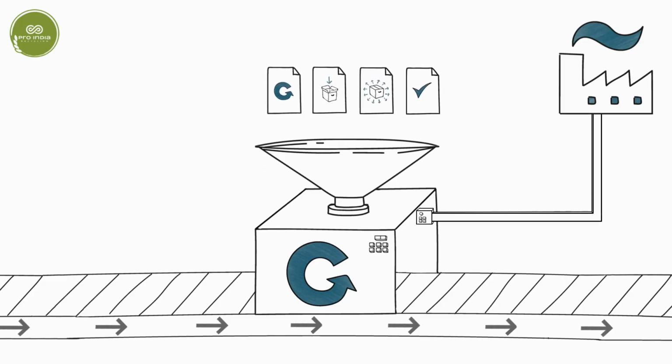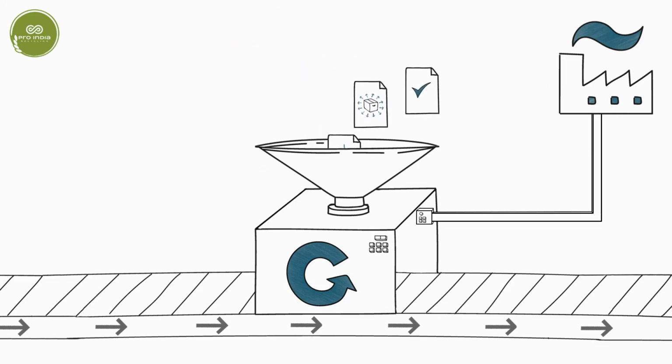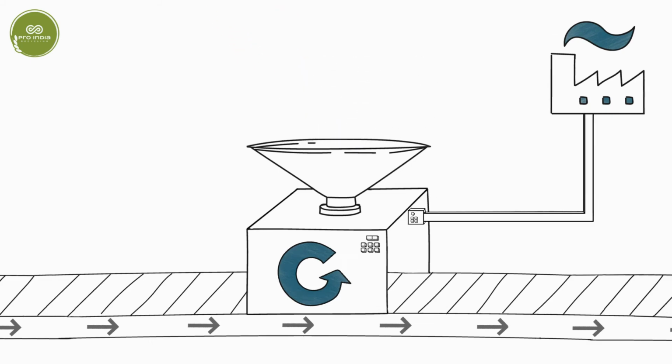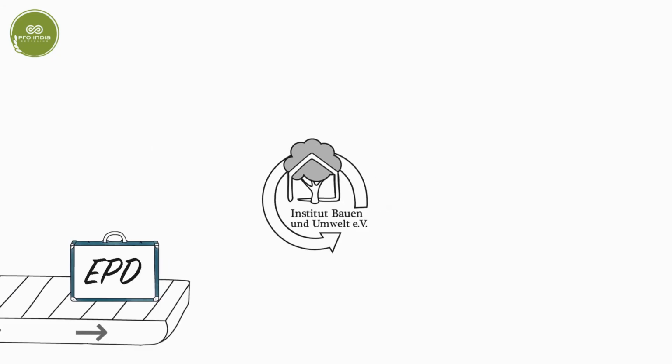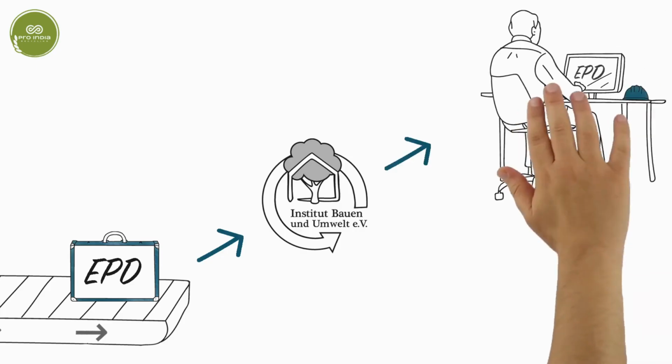Thus, the manufacturer can declare all of his product data, from production of raw materials right through to the end of building life. Finally, the IBU submits the EPD for verification by an independent third party. If everything is okay, the EPD is published by the IBU and is then available online to Mr. Schneider.